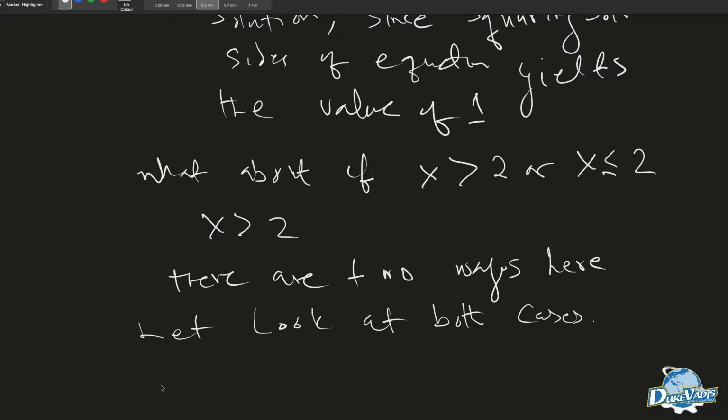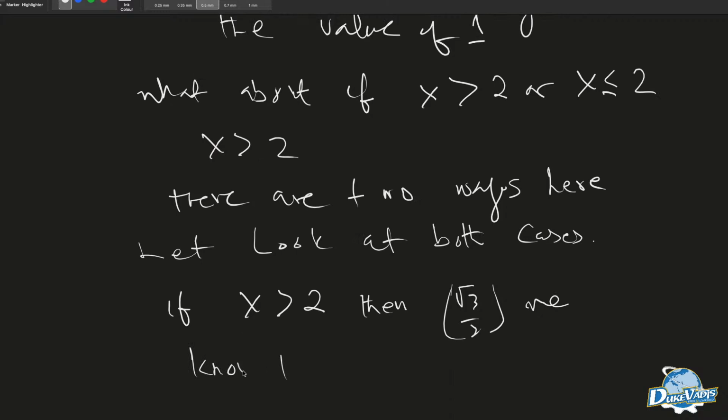Okay, if x is greater than 2, then root 3 over 2, we know that root 3 over 2 is also less than 1.